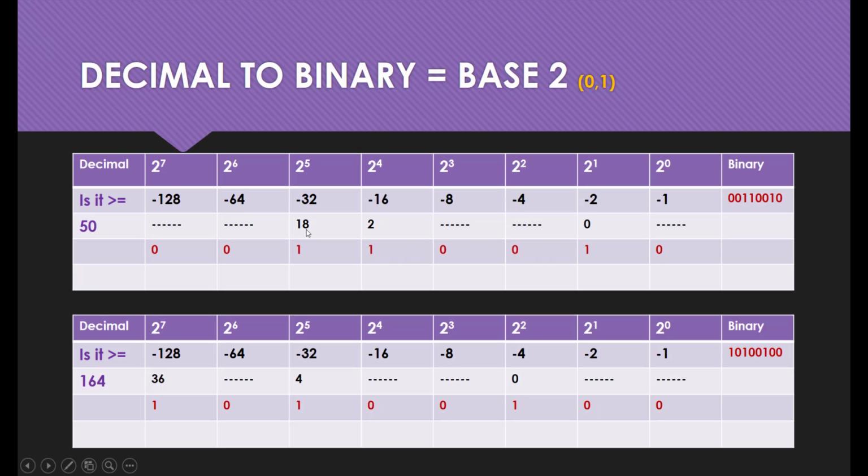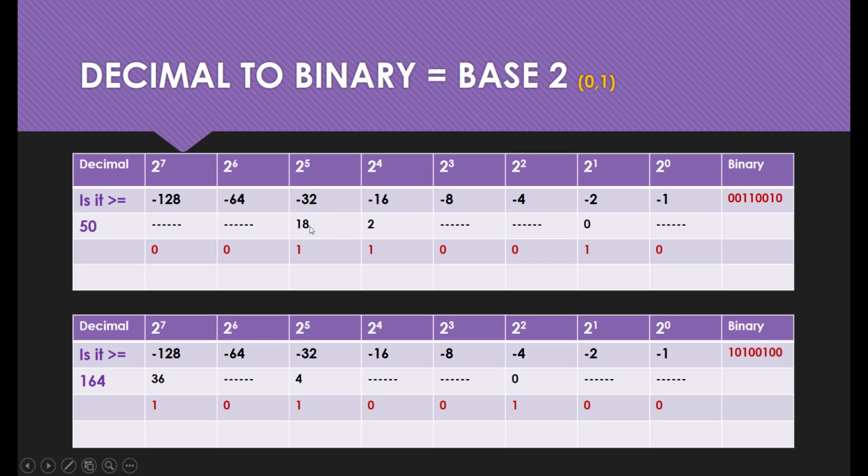So the next thing, instead of taking that 50, we take 18 this time, and we'll take 18 as a new argument, and we'll move it to the next column, and we'll say is 18 greater or equals to 16, and in this case we know it is true, so we put 1 here as a yes. And the same question: is 18 less than the previous column, which is 32?